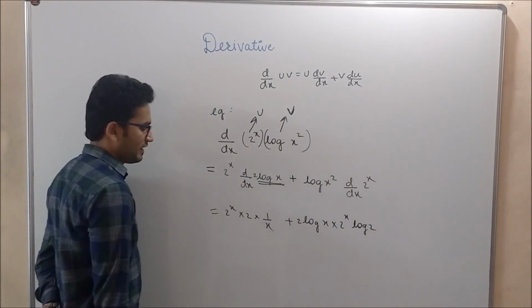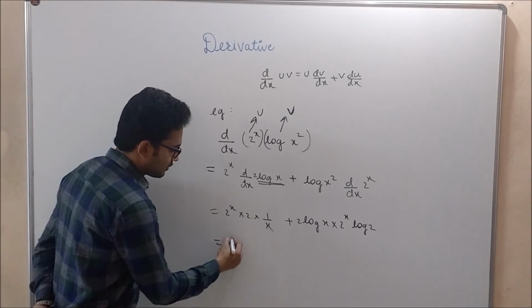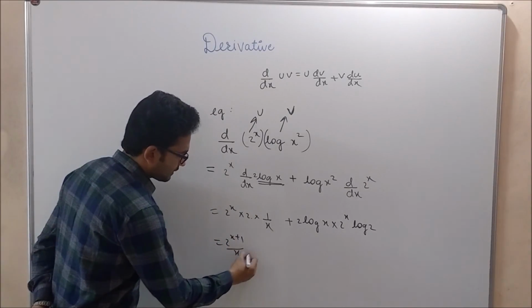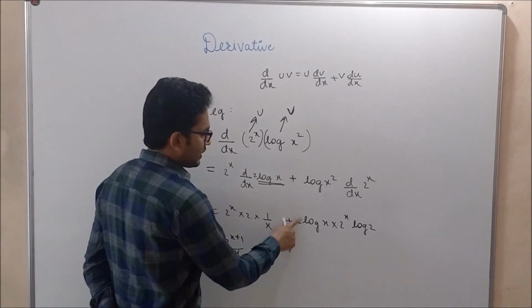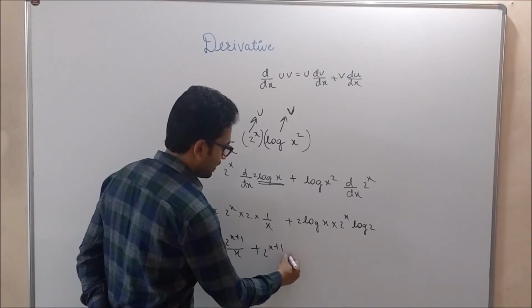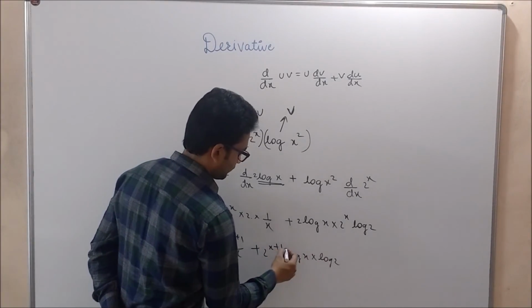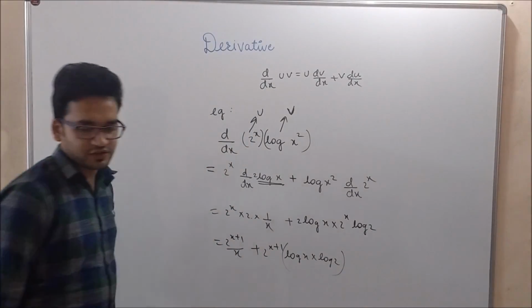Now just simplify it. It will be like 2 raised to x into 2 raised to 1. It is equal to 2 raised to x plus 1 whole upon x, plus 2 raised to x plus 1 into log x into log 2. This is the final answer.